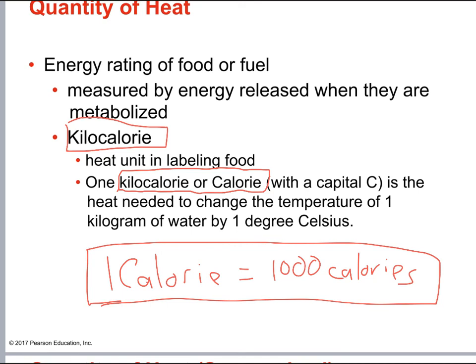Now, if a calorie is the amount of energy needed to raise a gram of water by a Celsius degree, a kilocalorie would be the amount of heat energy needed to raise the temperature of a kilogram of water by 1 Celsius degree. So it's just a different definition of heat, but little calories tend to be used in scientific contexts, and big C calories tend to be used when you're talking about food or fuel.